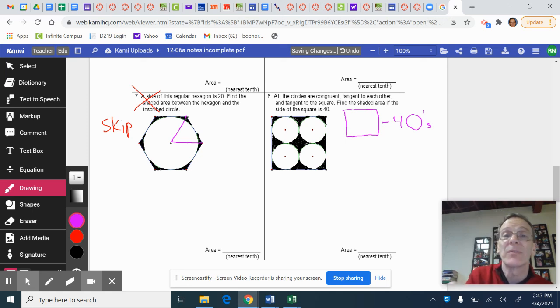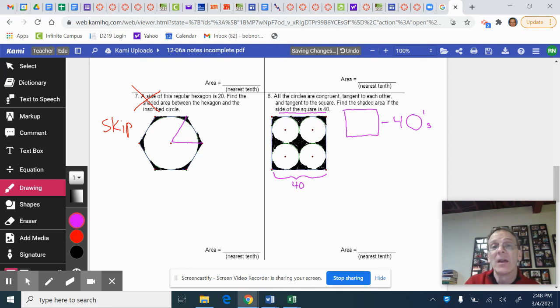Now what have we been given? We've been given a side of the square, which is 40. Now let me give you one more tip. I'm giving you a lot of help getting started on these problems here, but on the quiz and on the test, you've got to identify the strategy yourself. You've got to use the right formulas, make the connections here.